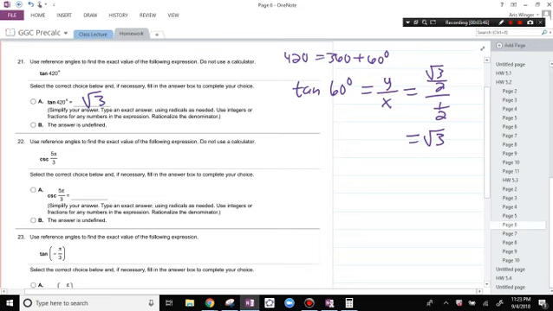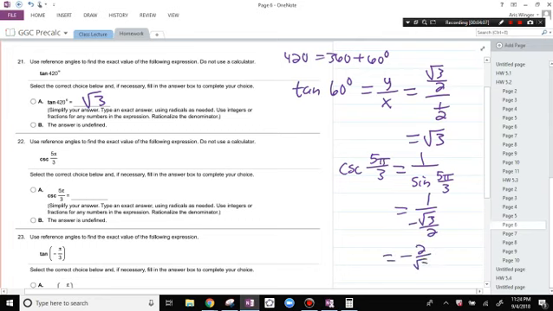The cosecant of 5 pi over 3 is going to be equal to 1 over the sine of 5 pi over 3. 5 pi over 3 is in the fourth quadrant. This is going to be 1 over negative square root of 3 over 2, which is equal to minus 2 over the square root of 3 when you flip it. And when you rationalize, it's minus 2 square root of 3 over 3.